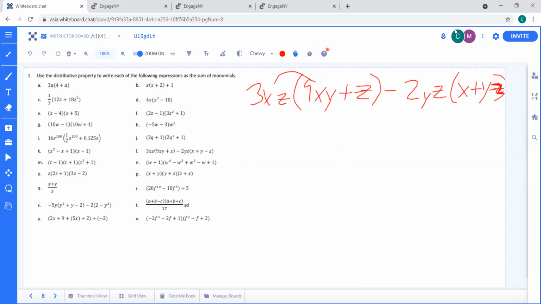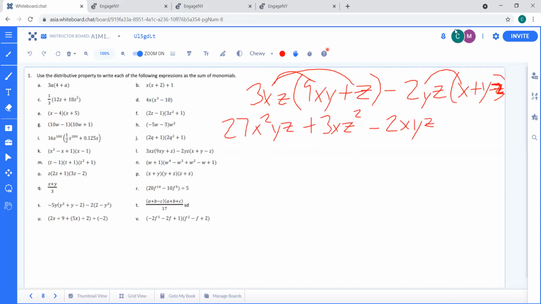3 times 9 is 27. x, I've got 2 x's, I've got 1 y, and I've got 1 z. Now let's do this one. Plus 3x, and I've got 2 z's here. All right, now I'm going to distribute a negative 2yz to all of these. That's going to be a negative 2, I've got my x here, x, y, and z.